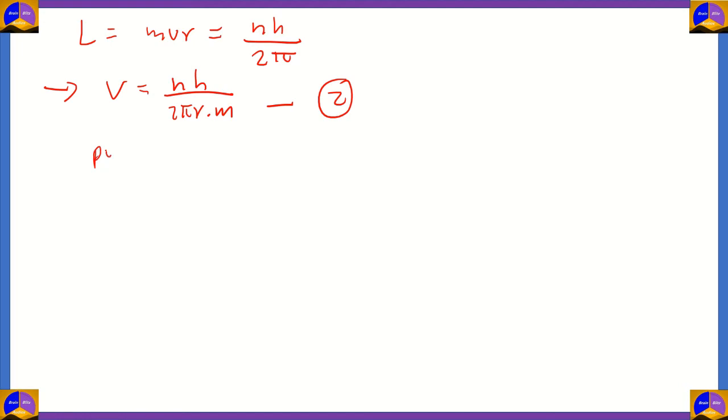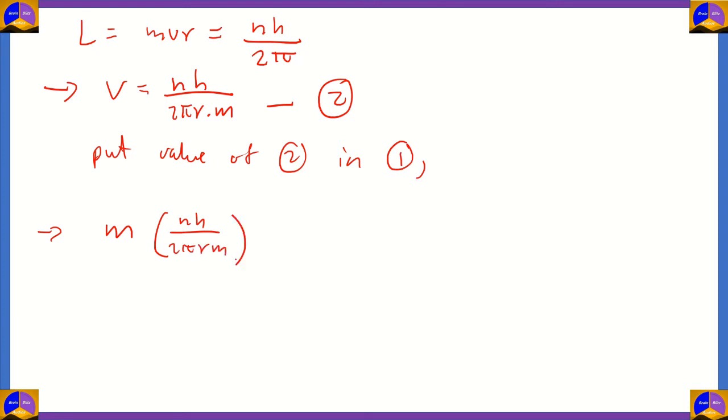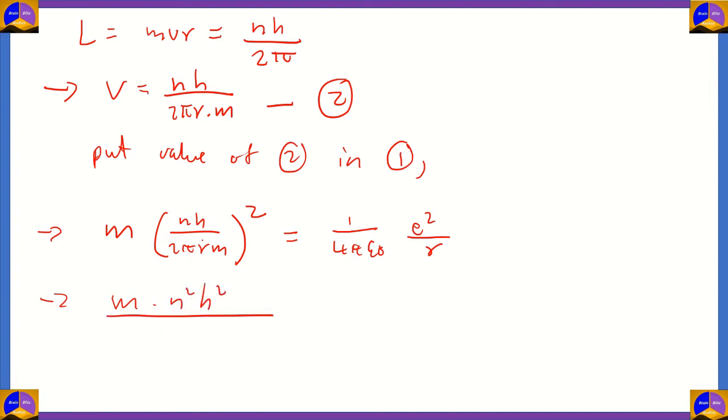Now what are we going to do? We put the value of equation 2 in equation 1. In equation 1, you had mv square equals 1 by 4 pi epsilon naught e squared by r. So the formula now becomes m into nh divided by 2 pi rm, the whole square, equals 1 by 4 pi epsilon naught e squared by r. So the left hand side becomes m times n square h square divided by 2 square is 4, pi square, r square, m square. And the right hand side is 1 by 4 pi epsilon naught e squared by r.